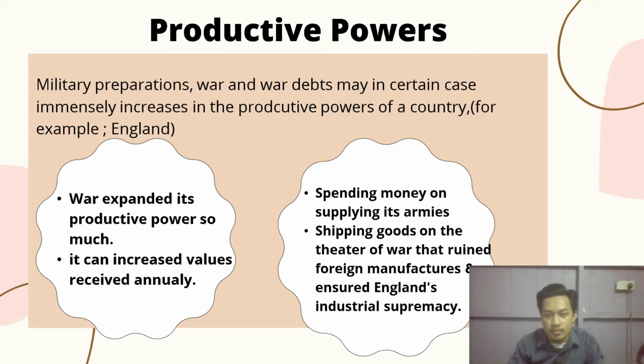So the next contribution of Friedrich List is productive power. Military preparation, war and war debts may in certain cases immensely increase the productive power of a country. War expands its productive power so much that it can be increased annually, spending money on supplying its army and shipping goods to the theater of war, which ruin foreign manufacture and ensure England's industrial supremacy. So that's all from me.